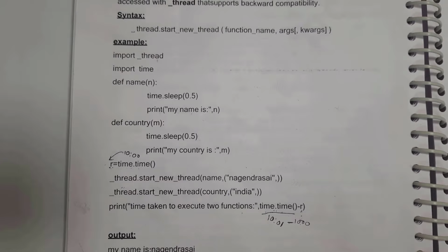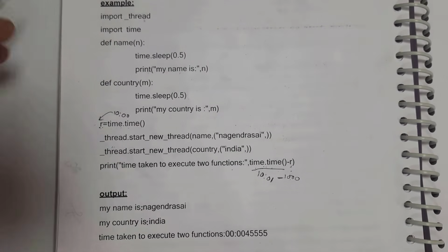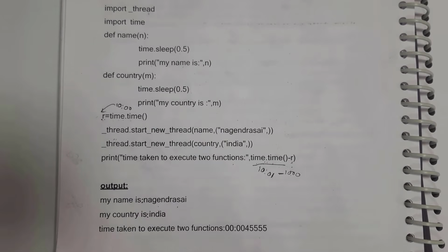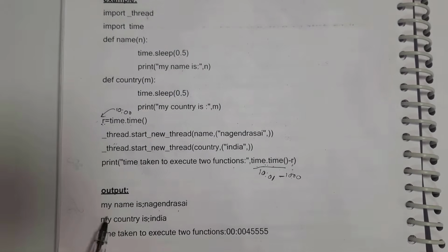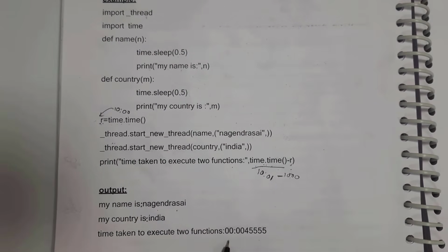10.1 seconds minus 10, the output is 1 second. So the time taken to execute these two functions is 1 second. For example, whenever I execute this program, after a 0.5 second gap, I will get the output: my name is Nagendra Sai. Similarly, after a 0.5 second gap, I will get the output: my country is India. At last it will print the time. For example, this is the time taken to execute two functions.